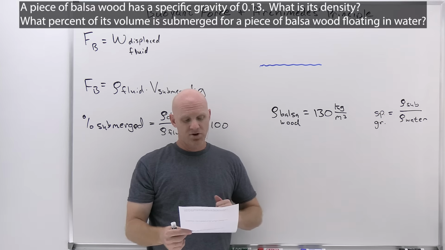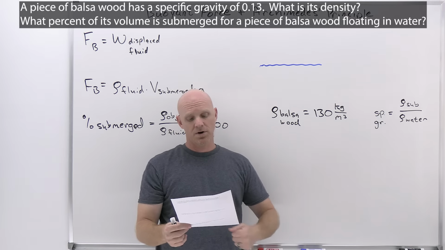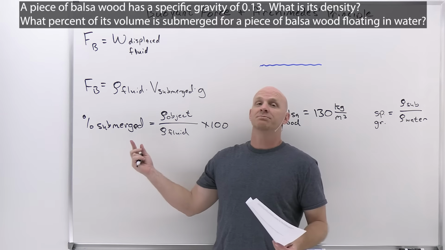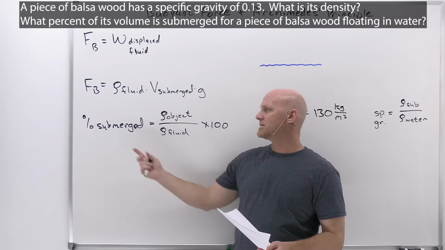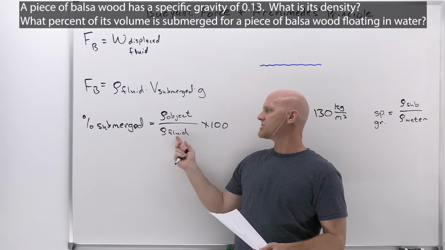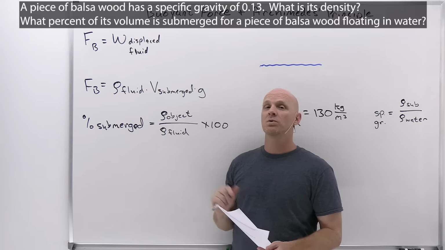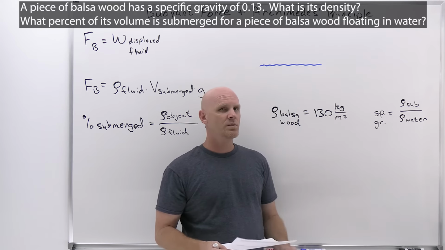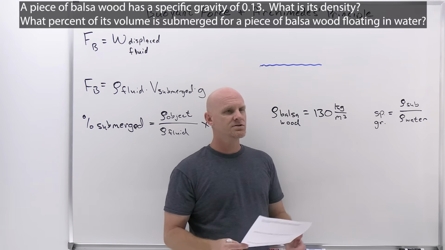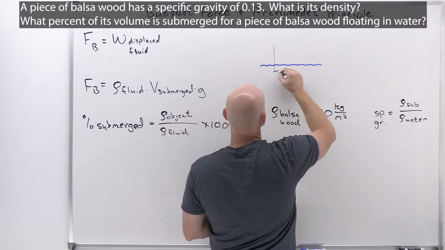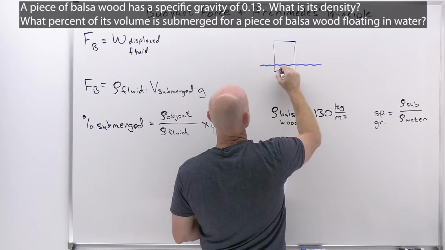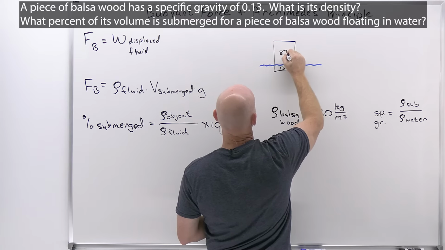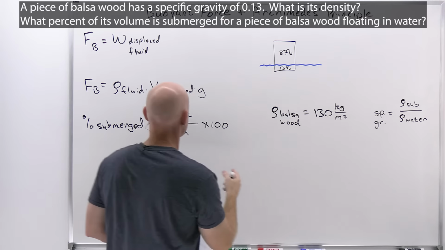All right, second half of the question, what percent of its volume is submerged for a piece of balsa wood floating in water? Now, if you've just simply memorized the formula, and it's probably worth doing, truth be told, then in this case, you can just say the percent submerged is just the density of the object over the density of the fluid times 100. If the fluid happens to be water, then it's just the specific gravity times 100. And if you take the specific gravity of 0.13 times 100, you'll see that just 13% is going to be below the surface. So this piece of balsa wood is mostly above the surface. We got 13% below the surface, that's the percent that's submerged, and 87% above, just from our simple formula right here.